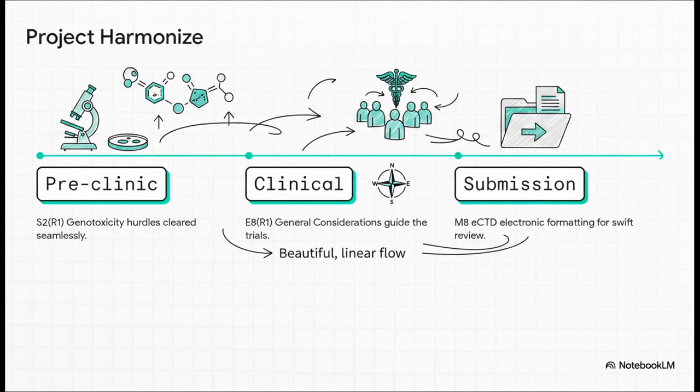So, in the preclinical phase, they seamlessly cleared their S2 genotoxicity hurdles. That allowed them to move confidently right into the clinical trials phase, guided perfectly by E8 general considerations. And finally, because they prepared early, they moved swiftly into regulatory submission using the strict M8 eCTD electronic formatting. It's a beautiful, linear flow when it's managed correctly.